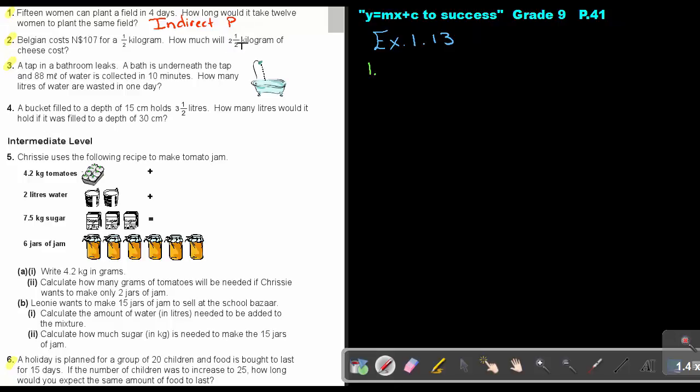If I look at number 2, Belgian cheese costs 107 for half a kilogram. How much will 2.5 kilogram of cheese cost? Remember, the more you buy, the more you pay. So if the cheese increases, what will happen to the cost? It will also increase. And if both increase, then it is direct proportion.